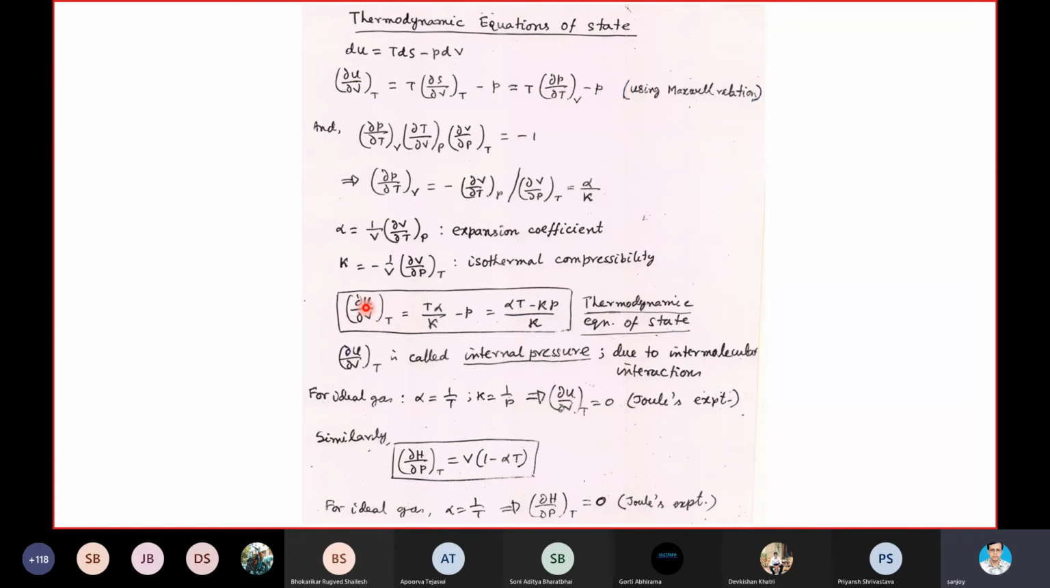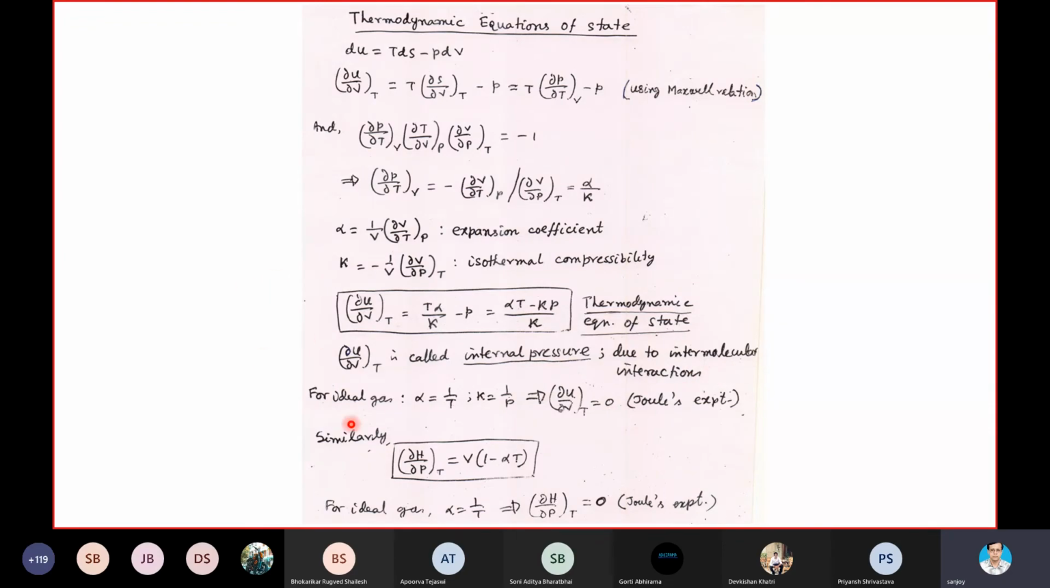Basically, again, particle separation changes. If you change the volume, because this change says internal energy with respect to volume, so if you change the volume of the system, potential energy changes, because the distance between them changes. So if the potential energy changes, then internal energy also changes. That's why it is called internal pressure, and it comes from intermolecular interactions.